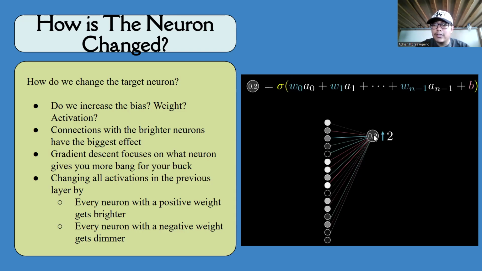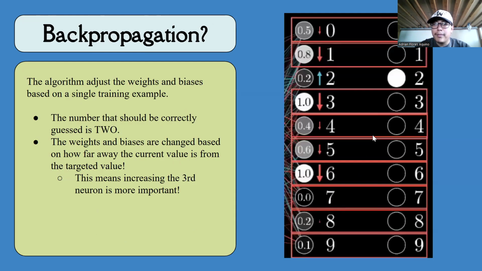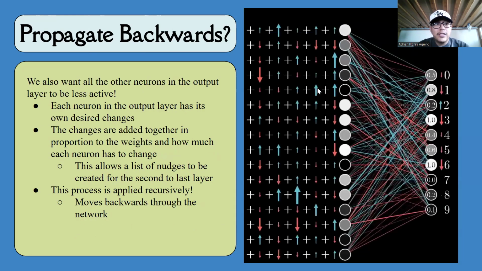So we want to change the 0.2 neuron to a much brighter neuron. Like in this example, we want it to look exactly like this one, right? And when doing so, we actually have to propagate backwards, right? This pretty much means that we also want all the other neurons in the output to be less active. So in this example, we want only one neuron to be highlighted super bright instead of having multiple neurons highlighted bright. In this case, each neuron in the output layer has its own desired changes, meaning that the changes are added together in proportion to the weights and how much each neuron has to change.